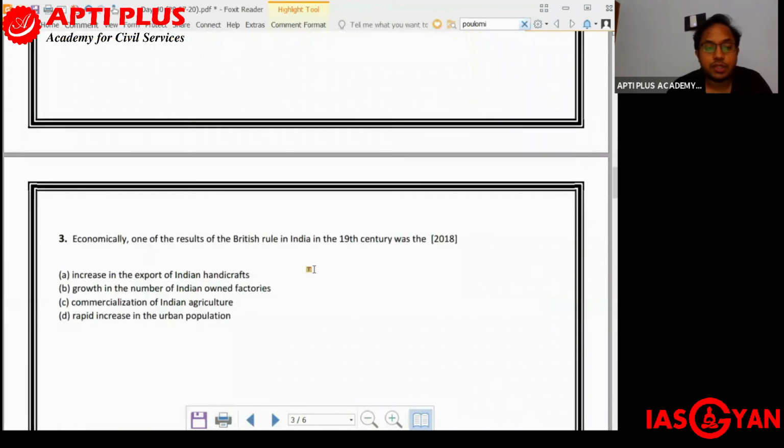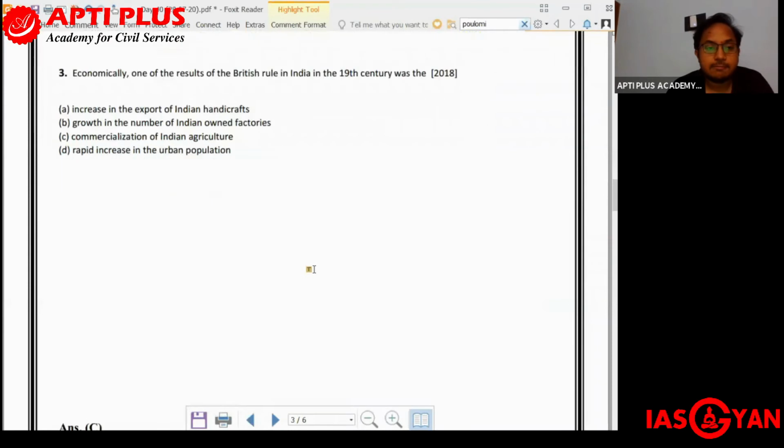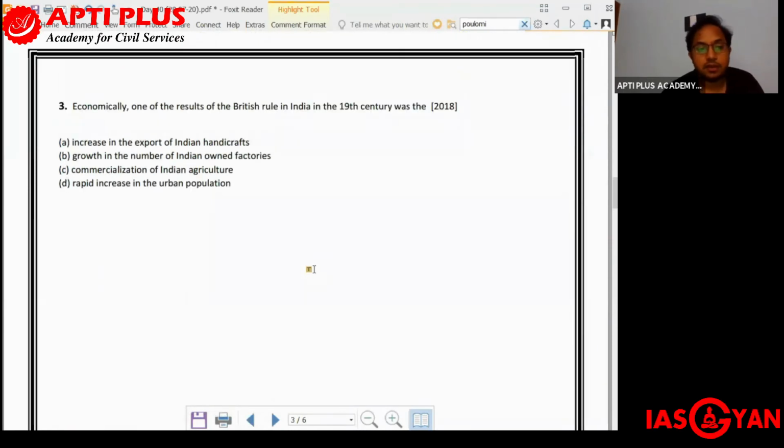Now moving on to question number 3. This was also taken from UPSC Prelims 2018. The question is from economics. Economically, one of the results of the British rule in India in the 19th century was. So what was one of the major results of the British rule in India in the 19th century? This is from the economic part of modern Indian history. A, increase in the export of Indian handicrafts.